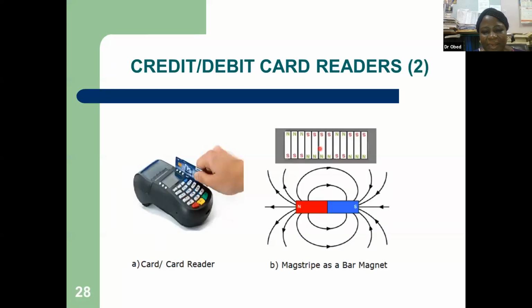So this is a picture of a card reader, and this is the magnetic strip as a bar magnet inside. This is the way it appears. See the North Pole, the South Pole, the North Pole, the South Pole, the South Pole, the North Pole. This is the way the strip is arranged in the mark stripe.